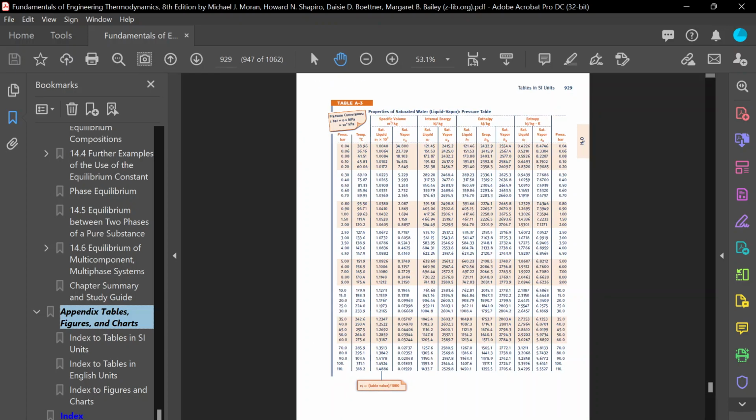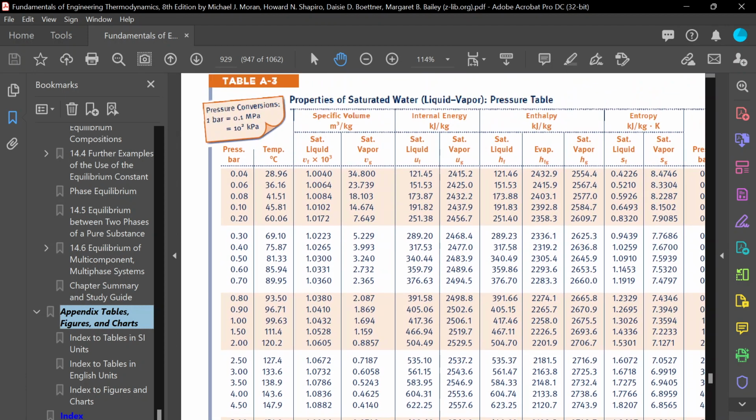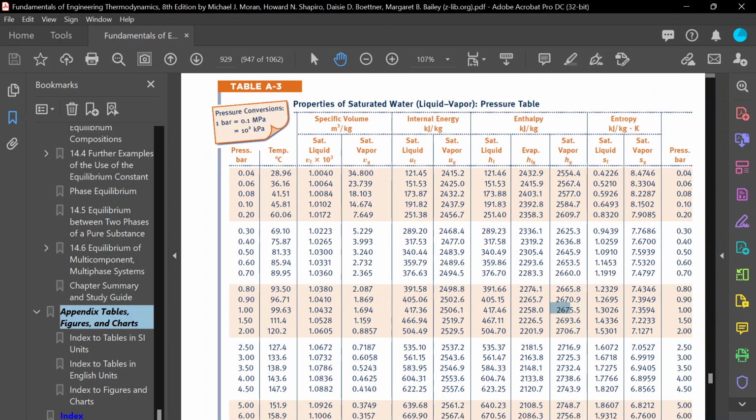What is the pressure at point 3, at state 3? What was the pressure? 0.008 megapascals. How much is that in bars? 0.08 bars, right? So we're gonna look at this. And what are we looking for?